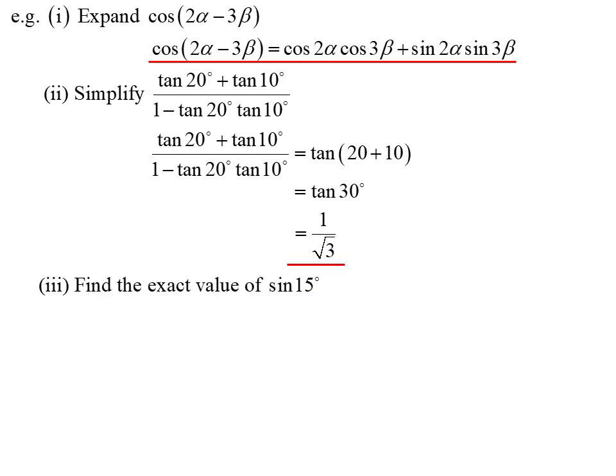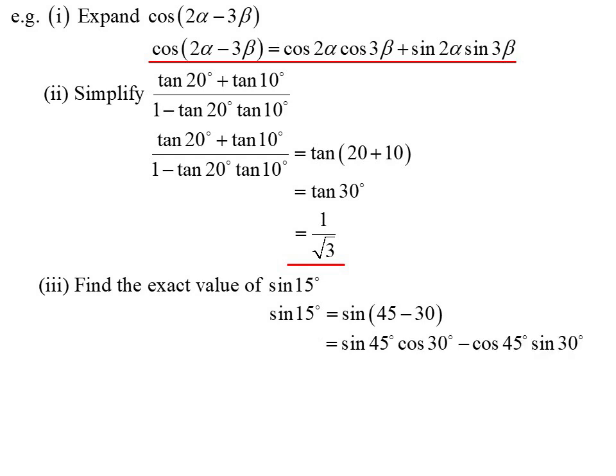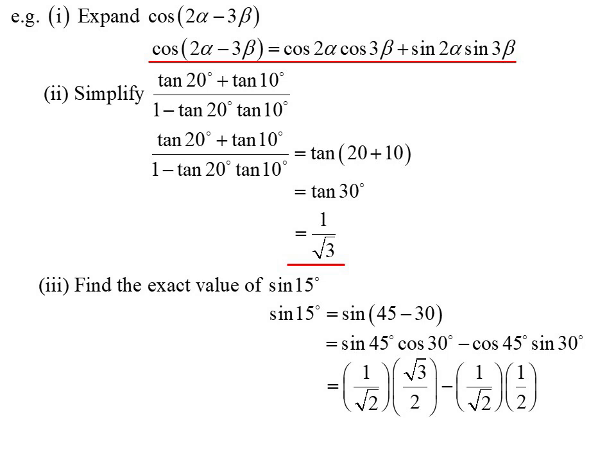If I had to find the exact value of sine 15, how do I get 15 from the exact values that I know? Well, there's different ways I could do it. I could go 60 minus 45. I could do 45 minus 30. Which way did I go? I went 45 minus 30. So it's sine cos, cos sine. If it's the sine, it's the sine. I know those exact values, and there's the exact value now for the sine of 15. Root 3 minus 1 over 2 root 2.